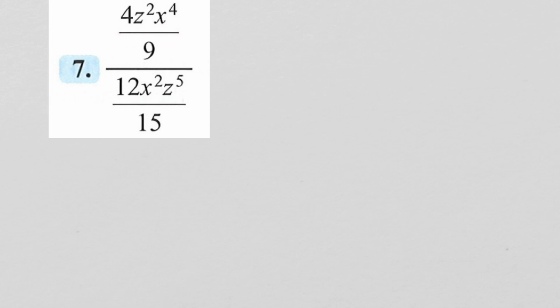Again, we just have a single fraction in both the numerator and the denominator. So I'm going to change this to a multiplication by flipping over the second fraction, 15 over 12x squared z to the 5th. All right. Now, 4 goes into 4 once, but into 12 3 times. 3 goes into 9 3 times, and into 15 5 times.